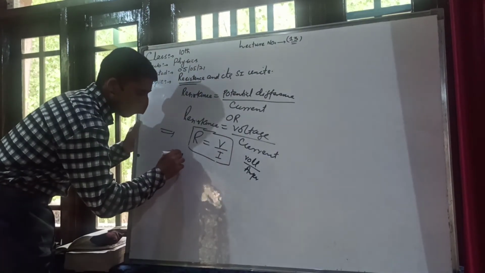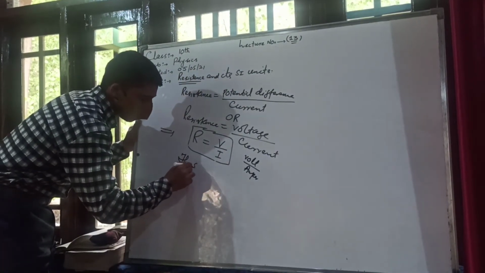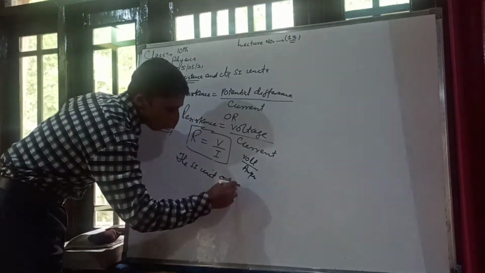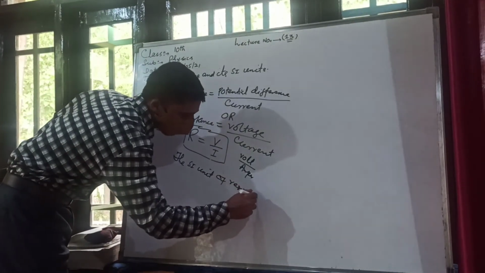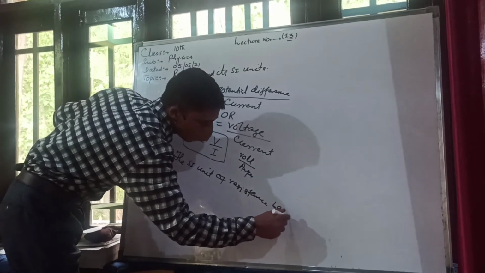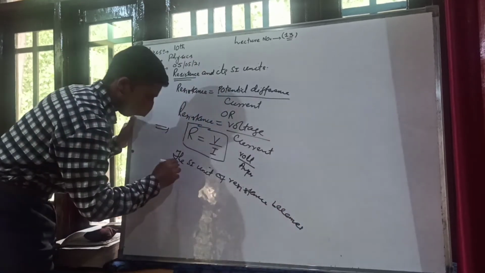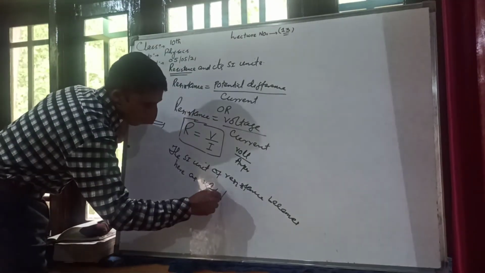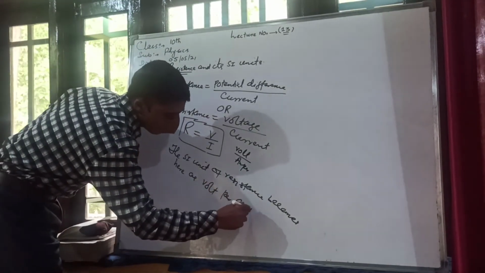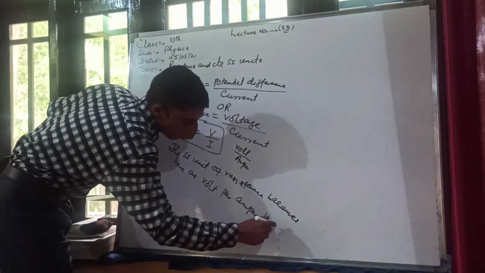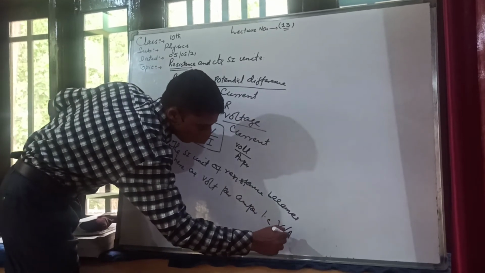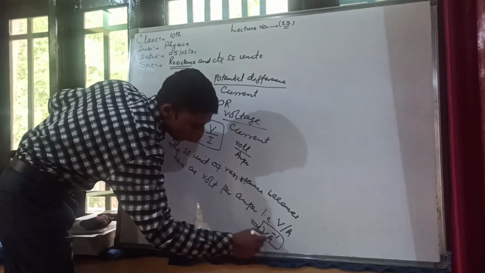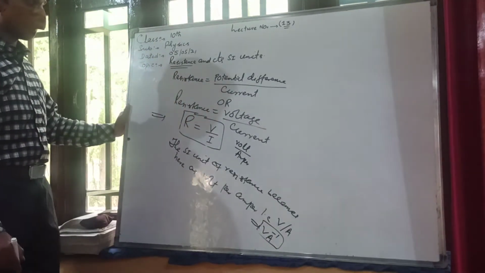So the SI unit of resistance becomes volt per ampere, that is V per A, or V A minus 1. This is the SI unit of resistance.